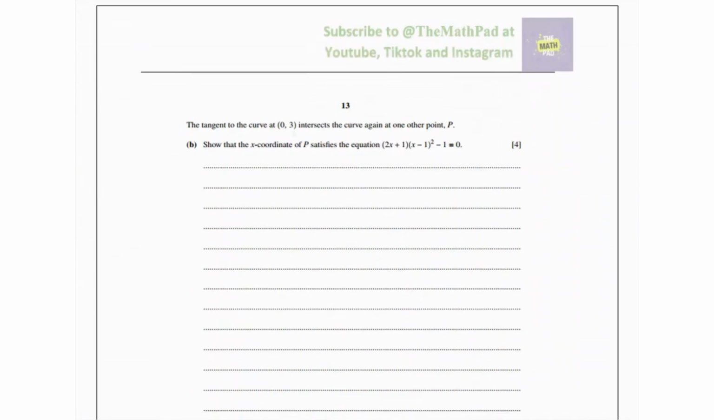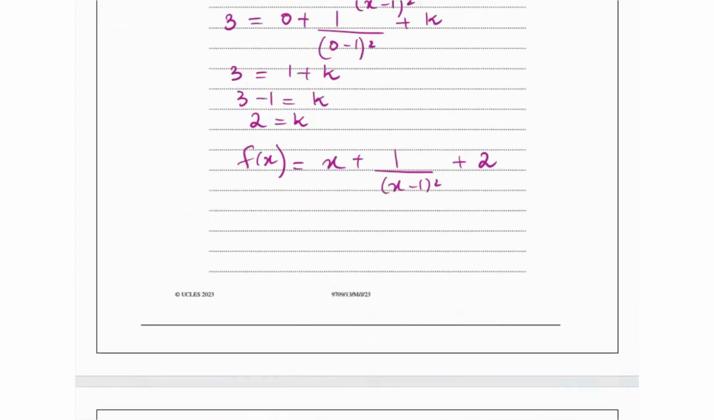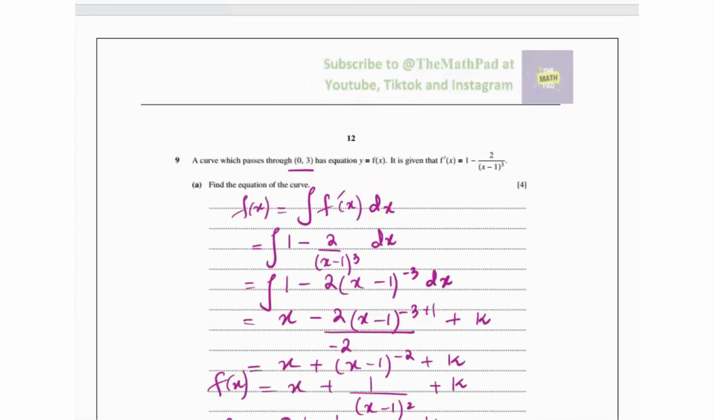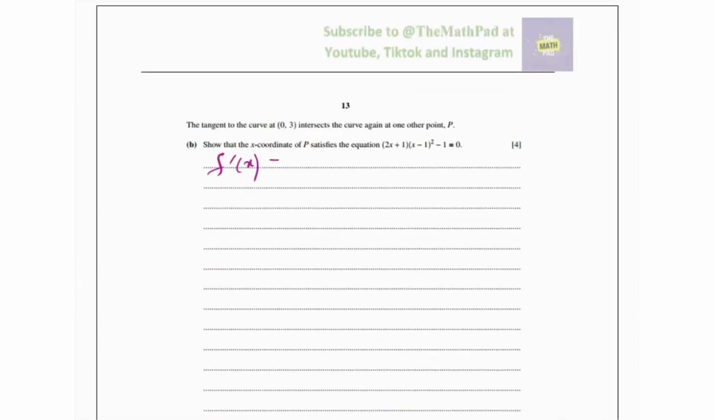1 equals 0. So to find the point P, first we need to find the intersection between the tangent and the curve. So we're going to use the derivative to find the gradient of the tangent. So that's 1 minus 2 over (x minus 1) cubed. Substitute x equals 0. That gives us 3. So that's the gradient of the tangent as well.